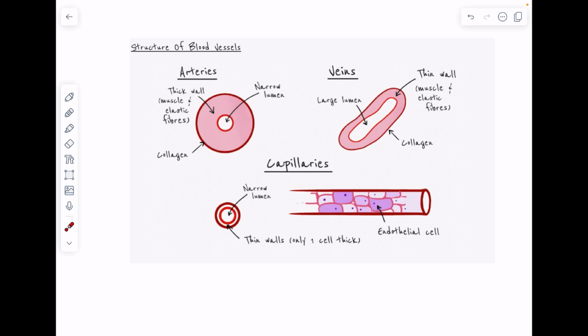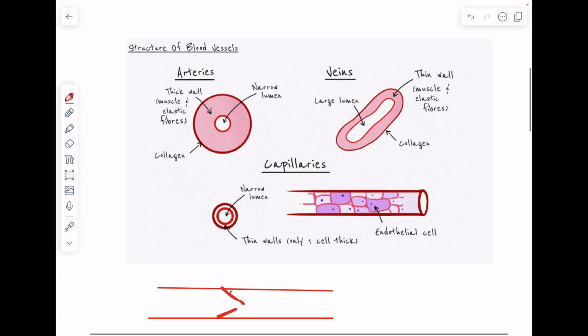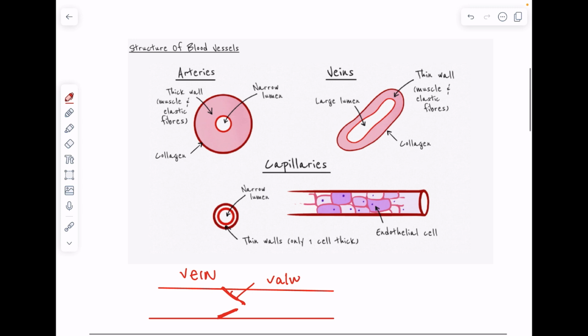If we look at a side view of a vein, so here's our blood vessel, so here's our vein, they have valves. And so if the blood is flowing in this direction, you can see how those valves will help prevent the backflow of blood. Now, the purpose of the veins is to carry blood at low pressure from the tissues of the body back to the atria of the heart.